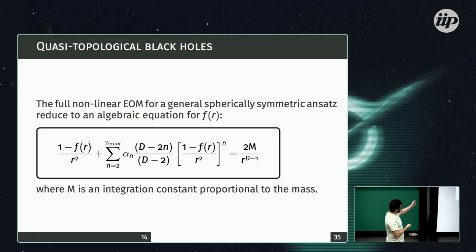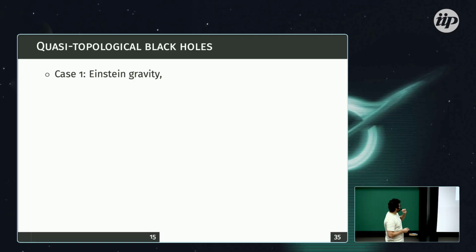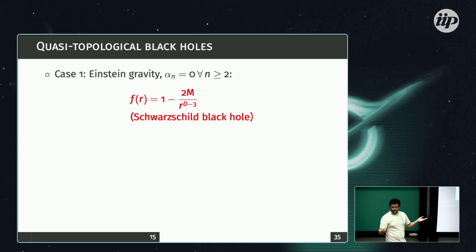It's an algebraic equation for f, so you can try to solve it numerically after n equals 3, I guess. You have to be a bit careful with what you qualitatively impose on the couplings, because otherwise you can have more things, but we'll explain that later. So let's go case by case. The simplest case is, of course, Einstein gravity. For Einstein gravity, all these couplings are 0, and then we get the Schwarzschild black hole in d dimensions.